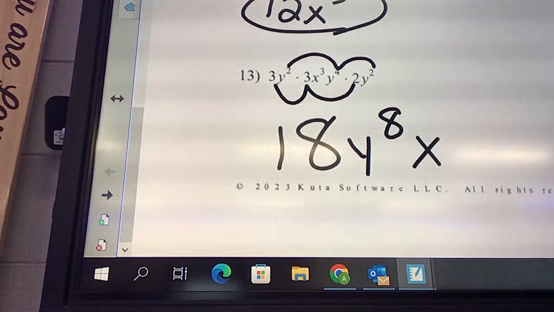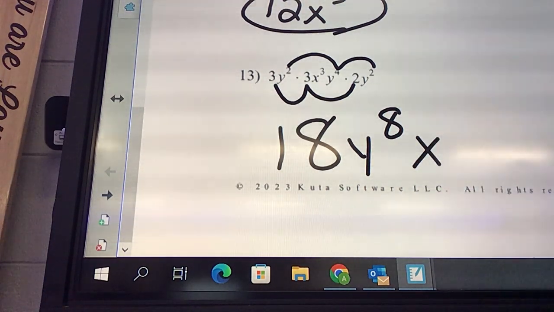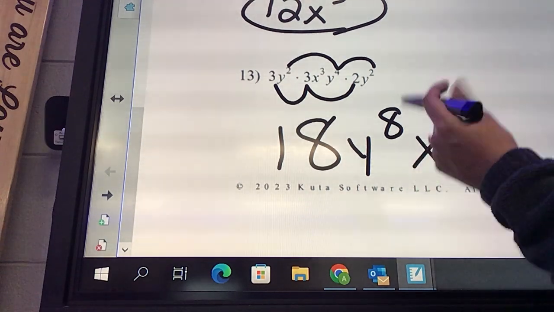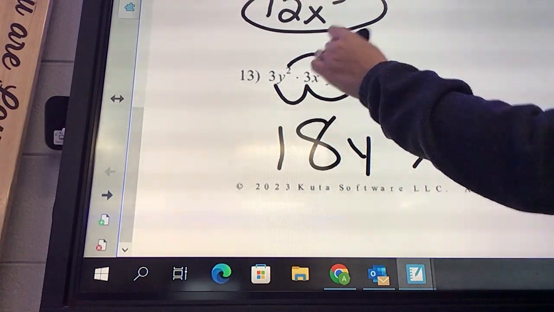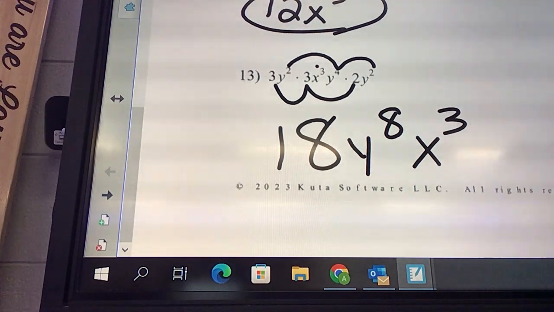Okay, and then we're going to do all the x's. Okay, well, how many x's do I have? 1. Well, 1, but how many does he have? He's got 3. Okay, and so there's no more x's to add with that x, so it's just going to be the same.